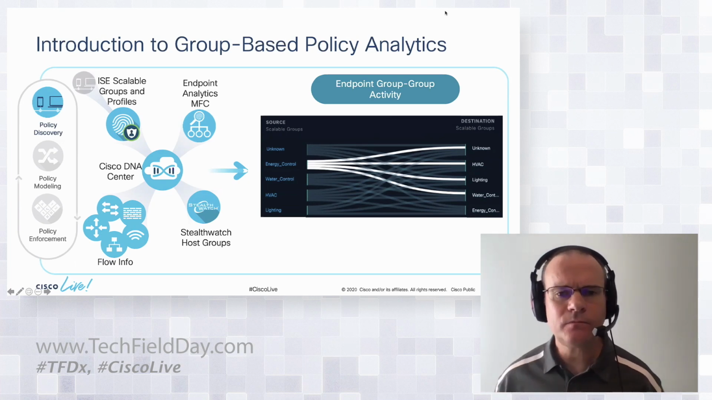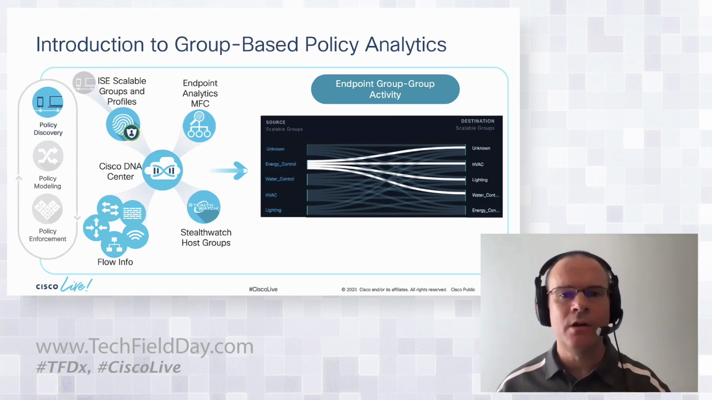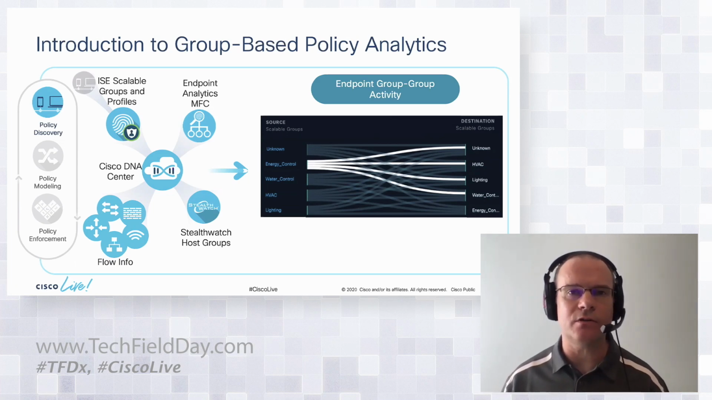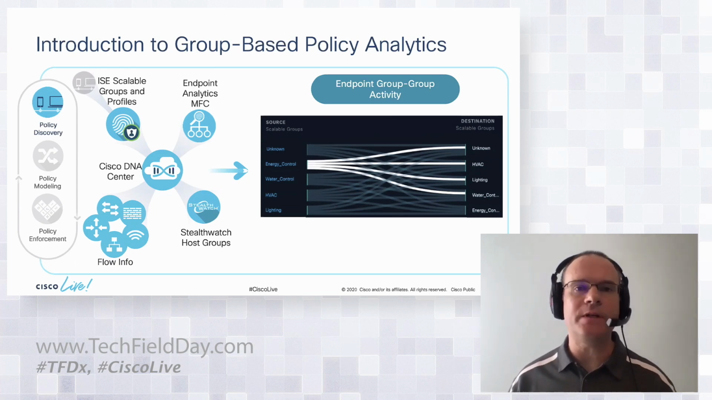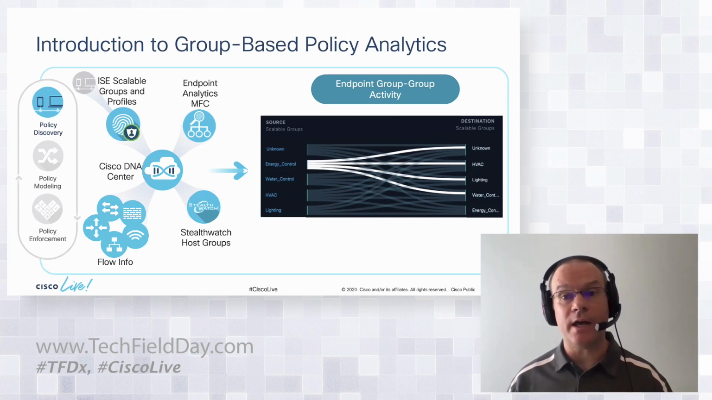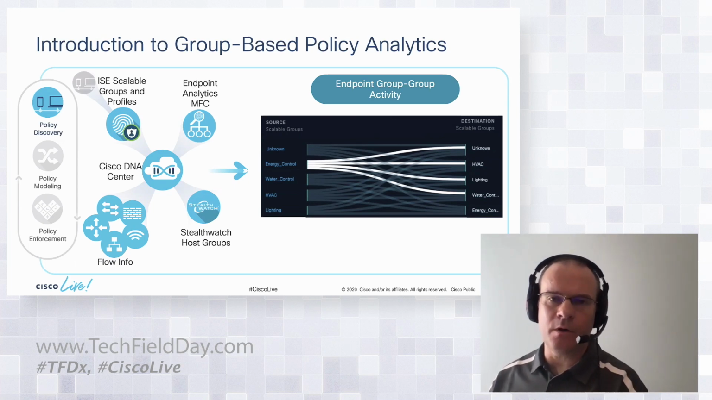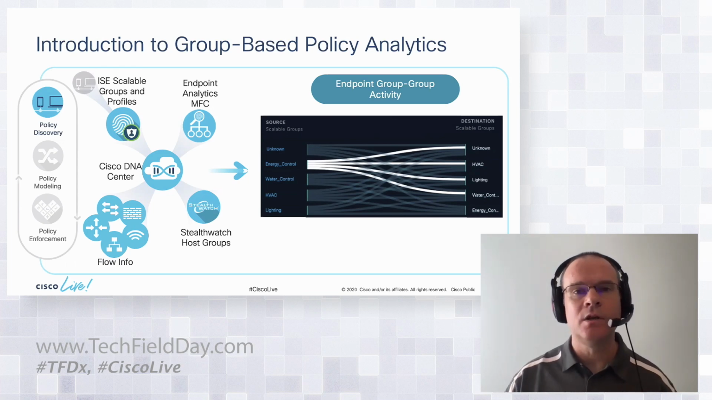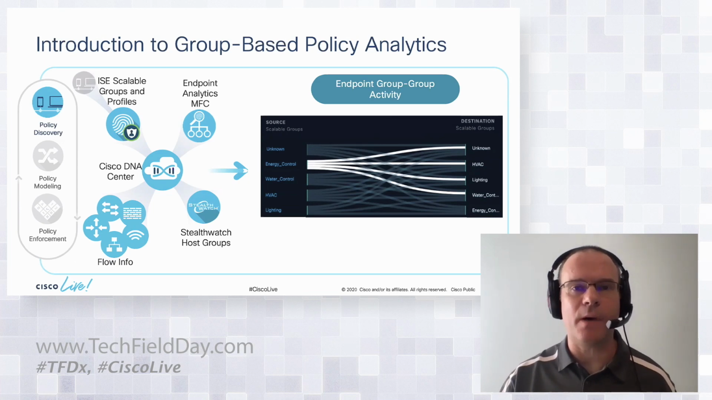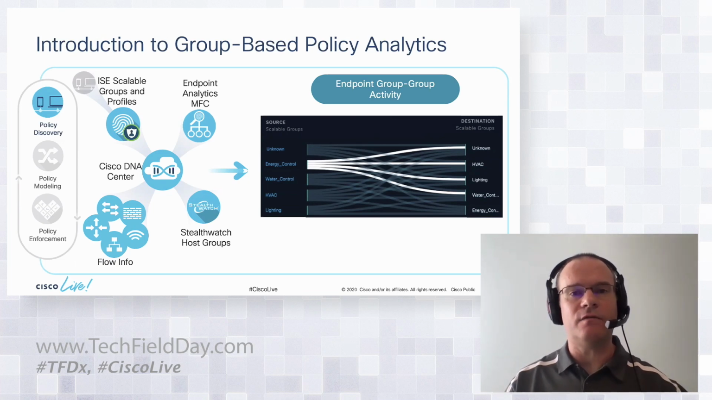So this is just an example of how we can visualize. It's called a Sankey chart. It's a very popular visualization tool at the moment. And basically, we can see that energy control is speaking to HVAC and lighting and water control. So that sounds like a viable set of groupings that it should be talking to in a functional environment. But you also see that it has this unknown communication. So that is an example where not only do we want to move endpoints from unknown to known classifications, but we want to move network traffic or network profiles from an unknown classification into a known one. And that's really what group-based policy analytics is all about, is moving that classification from an unknown into a known.